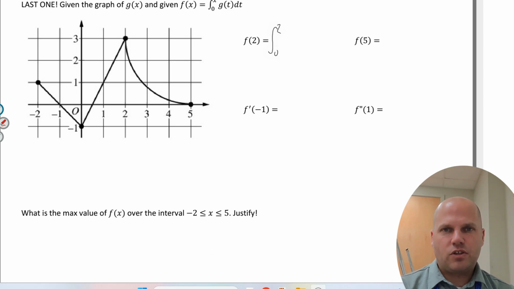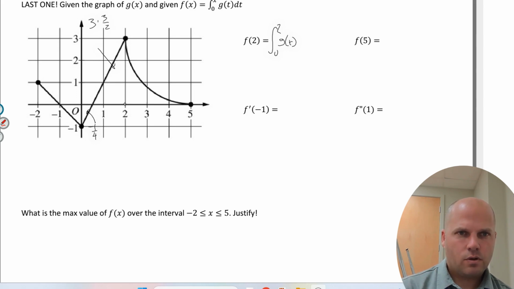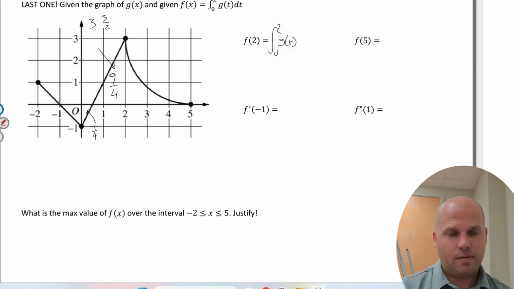If we wanted to do F of 2, integral from 0 to 2 of g, let's find some areas. Okay, this is tricky because this is up 2 over 1. So this is going to be a half and 1. So this is going to be -1/4. This is going to be +1/4. Or I could say this is 1.5 and 1, 2, 3. So this is 3 times 3 halves divided by 2, which is 9 halves, so 9/4. Okay, it's not that bad.